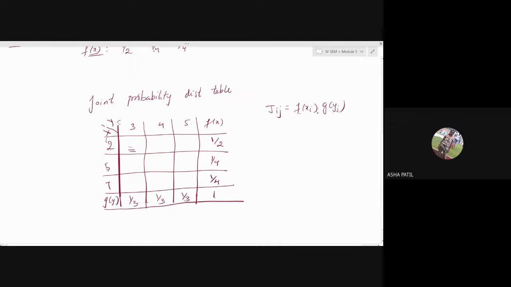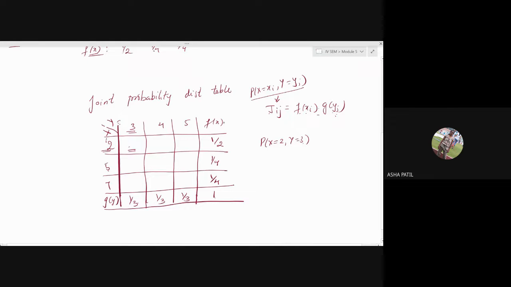If it is equal to the product, jij is nothing but probability that x equal to xi, y equal to yj. Instead of writing all this, we can write it as just jij. It is f of xi into g of yj. What is this value? I'll write it separately. It is probability that x equal to 2, y equal to 3. This value will be the probability that x will take the value 2, y will take the value 3.